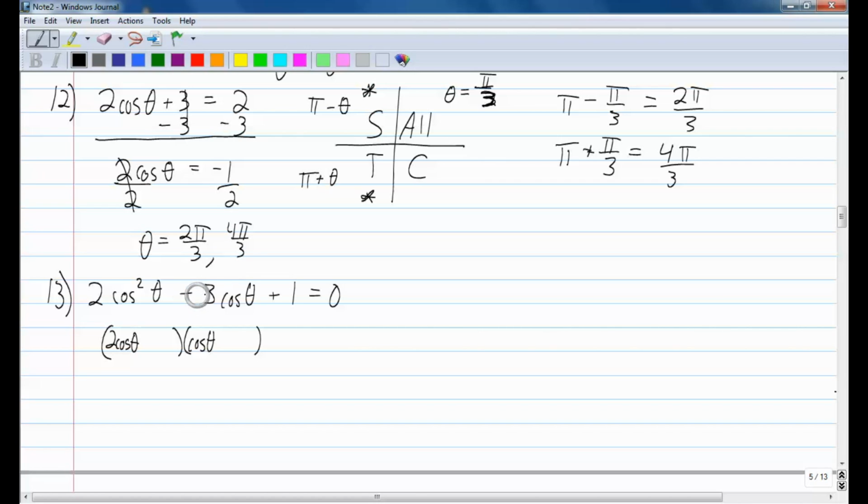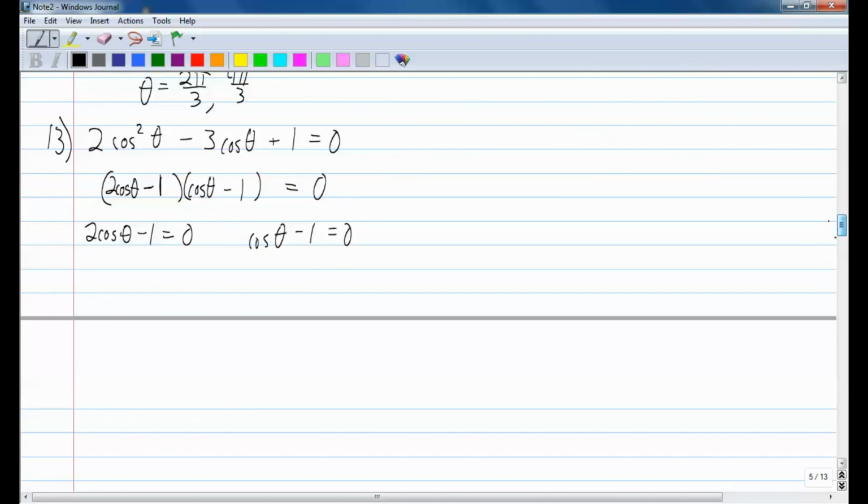Look at the middle term though, it's negative. So what that tells you is these both have to be negative 1. Now if you multiply the outer terms together and the inner terms together and add them together, you should get a negative 3 cosine theta, and you do. So that means that's factored correctly. So set each factor equal to 0 and solve each equation.